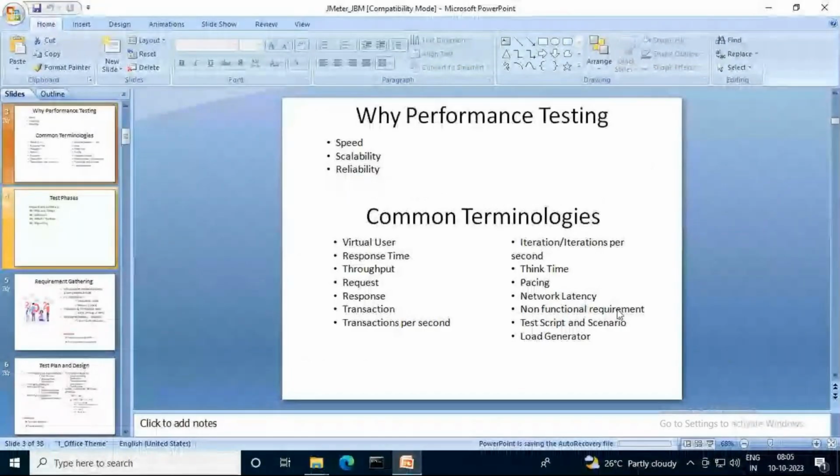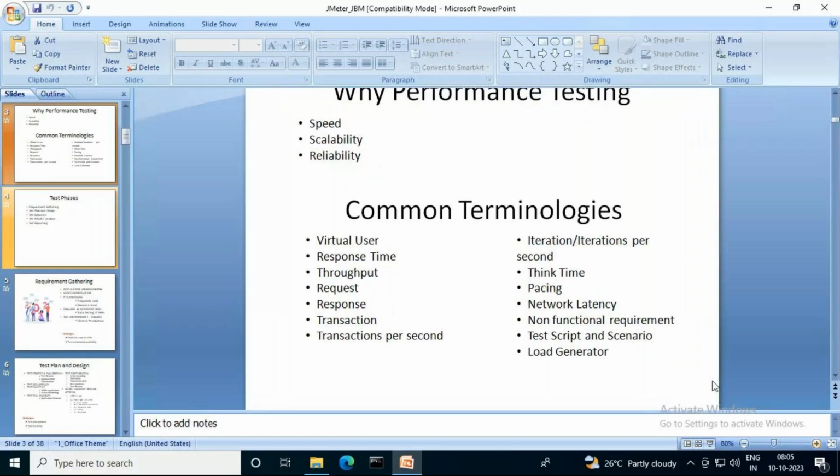Okay, there is some issue with this slide. Okay, so the common terminologies like virtually, sorry, could you please be on mute?